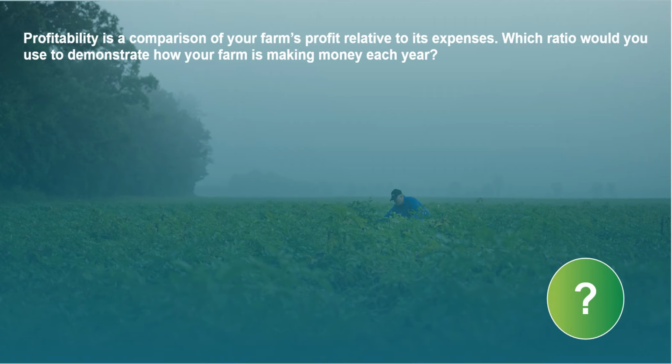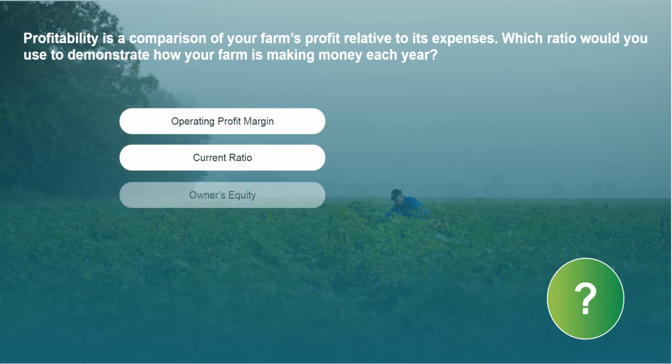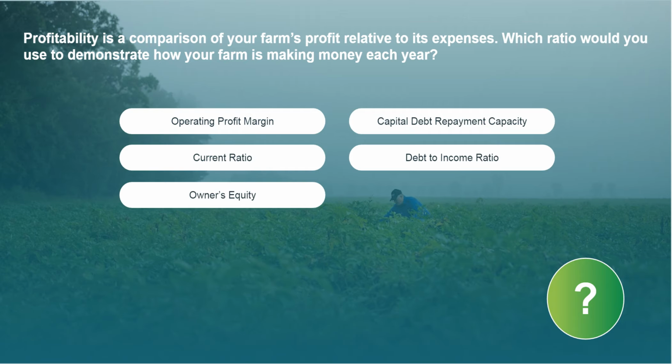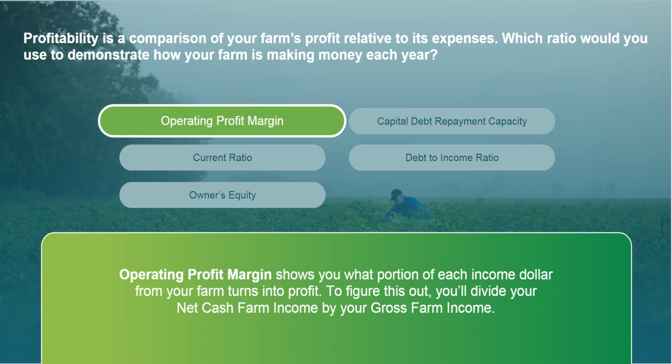Profitability is a comparison of your farm's profit relative to its expenses. Which ratio would you use to demonstrate how your farm is making money each year? Operating profit margin shows you what portion of each income dollar from your farm turns into profit. To figure this out, you'll divide your net cash farm income by your gross farm income.